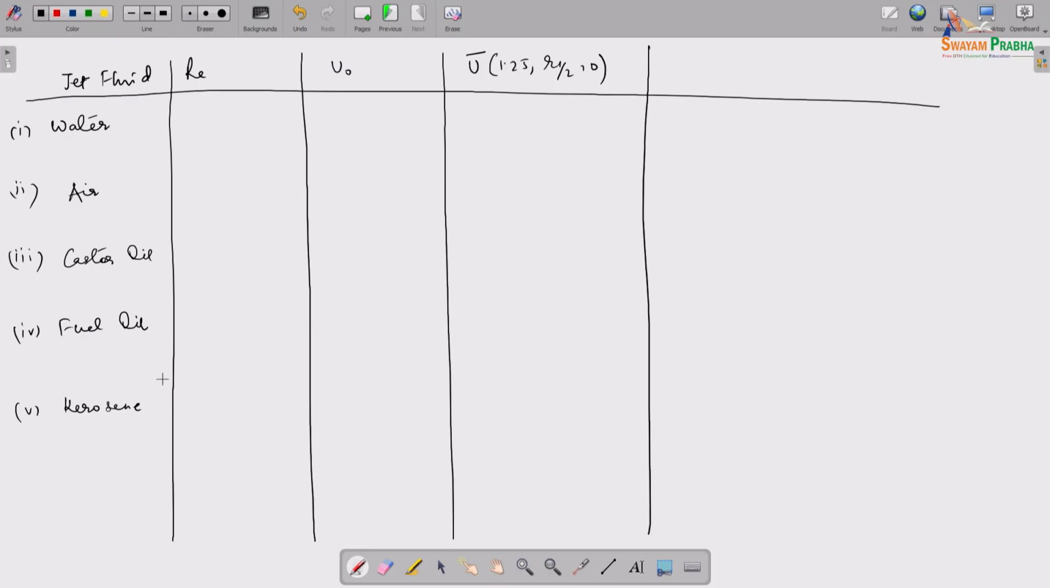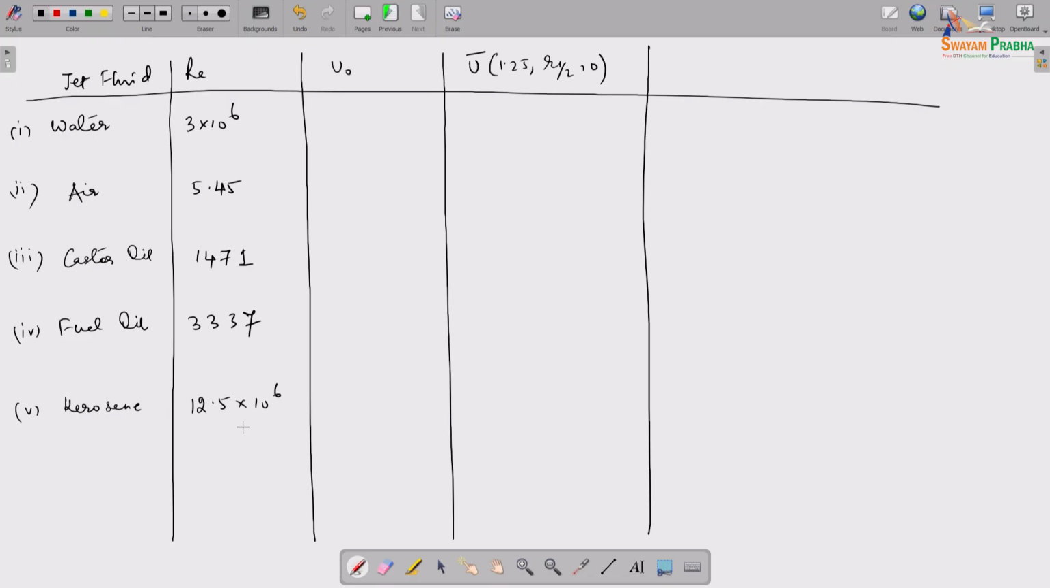Okay, so the Reynolds numbers that we calculated for the water is 3 million. For air, it's 5.45. Castor oil is 1471. Let's look at what is U naught, the centerline velocities. Well, I guess we didn't calculate that.